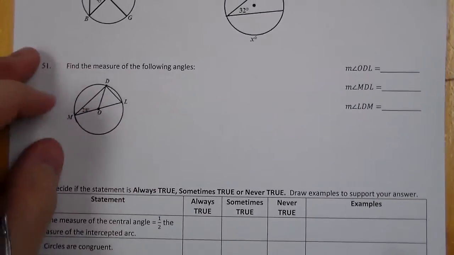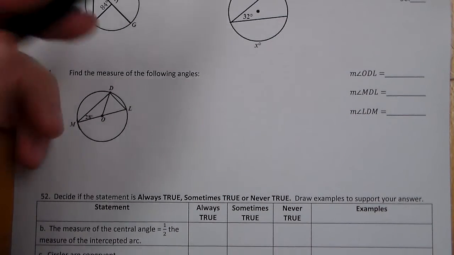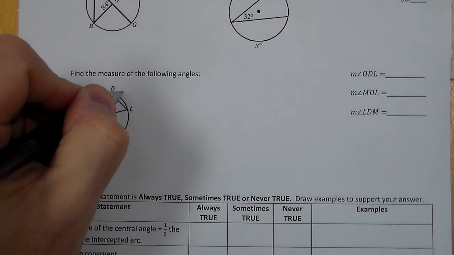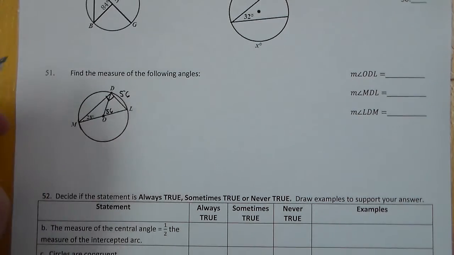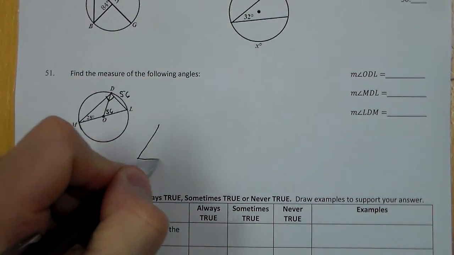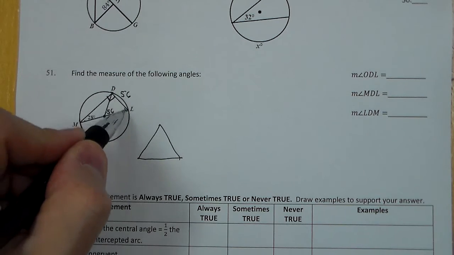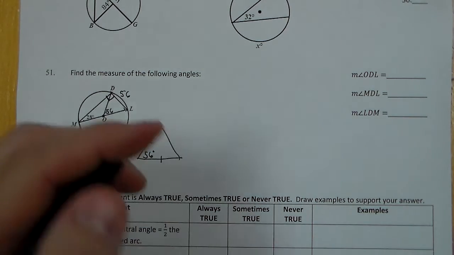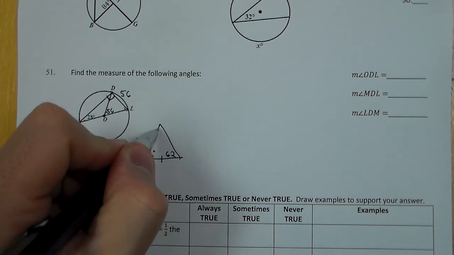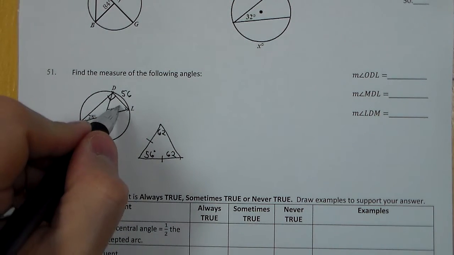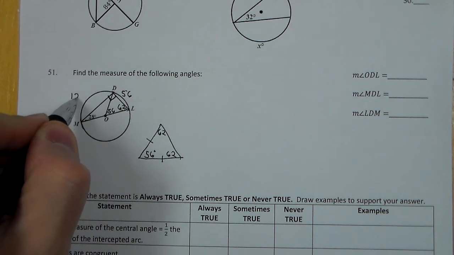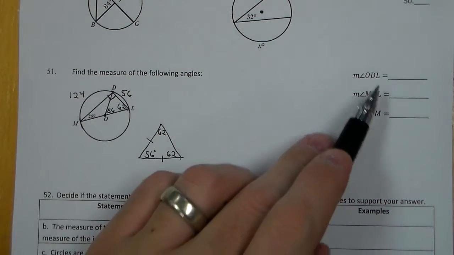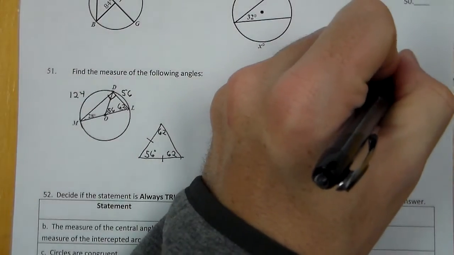All right, this time so we can see it. We're looking for, let's go with ODL first. We said we got 90 degrees here. 28 doubles to 56, and this arc will also be 56. So I know if I take this triangle out, it is isosceles because there's two radii there. In doing that, I solve and get that these two angles are 62 degrees. Now, because this is 62, I'd also know that that would be 124 for the arc on the outside. So that being said, the measure of ODL is 62 degrees.